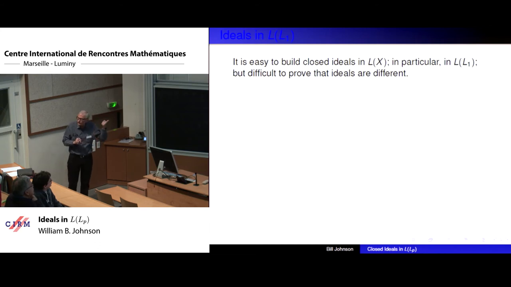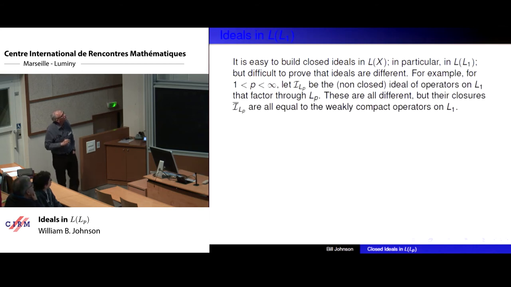Now, as I've already said, it's easy to build closed ideals. You just take your favorite operator and look at all the operators that factor through your favorite operator. And you can do that for different operators, and you hope to get different ideals. But of course, the difficulty is you don't always get different ideals. Now, let me give you an example of this on L1 where things go bad. Suppose you take the ideal of operators on L1 which factor through LP. This is not closed yet, so they're all different. But as soon as you close them up, you just get all the weakly compact operators, all the strictly singular operators. So they look different, and at the non-closed level, they are, but as soon as you close them up to study the Banach algebra structure, they're all the same.